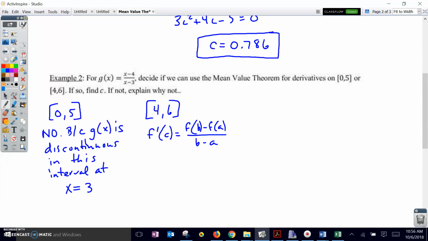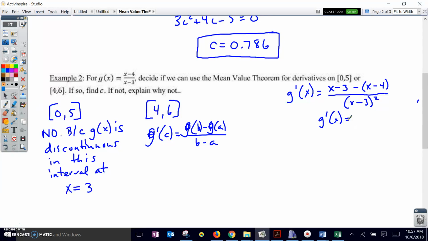And so we need to find g prime of c, and let's make all those g's. Alright, so first I need to find g prime of x. g prime of x is the derivative of this function. So low times the derivative of high minus high times the derivative of low all over low squared. Simplifying this, we find that g prime of x is equal to 1 over the quantity x minus 3 quantity squared.